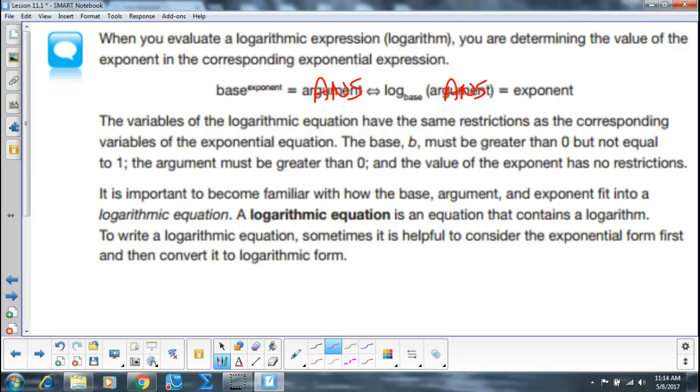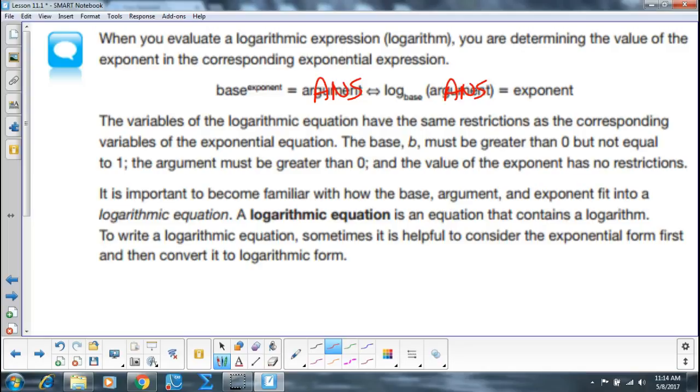Okay? The variables of the logarithmic equation have the same restrictions as corresponding variables of the exponential equation. The base b must be greater than 0 but not equal to 1. The argument must be greater than 0, and the value of the exponent has no restrictions. Okay? It is important to become familiar with how the base, the argument, and the exponent fit into the logarithmic equation. A logarithmic equation is an equation that contains a logarithm. To write a logarithmic equation, sometimes it's helpful to consider the exponential form first and then convert it to logarithmic form.